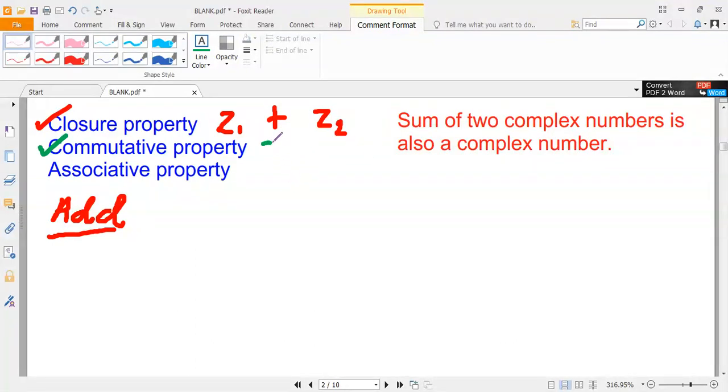Very simple. Commutative property means, if you have two complex numbers, again, talk about Z1 and Z2, then commutative property essentially means that the order of operation does not matter. So essentially, it says that Z1 plus Z2 is the same as Z2 plus Z1, right?